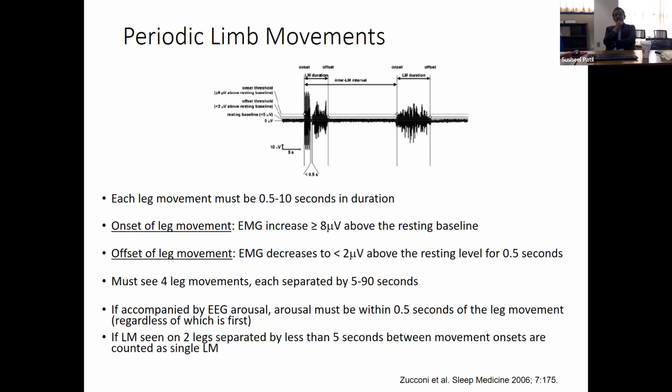One other thing to keep in mind: we're monitoring two legs, left leg and right leg. If leg movement is seen on both legs less than 5 seconds apart, those are counted as one leg movement. You might see the left leg fire first and then the right leg with a little bit of a delay, but if it's within 5 seconds of each other, they're counted as one leg.